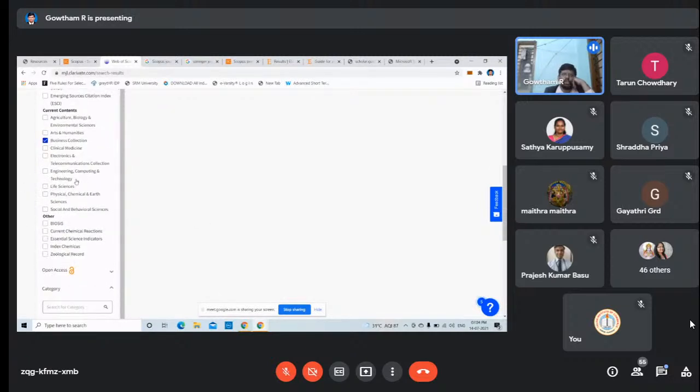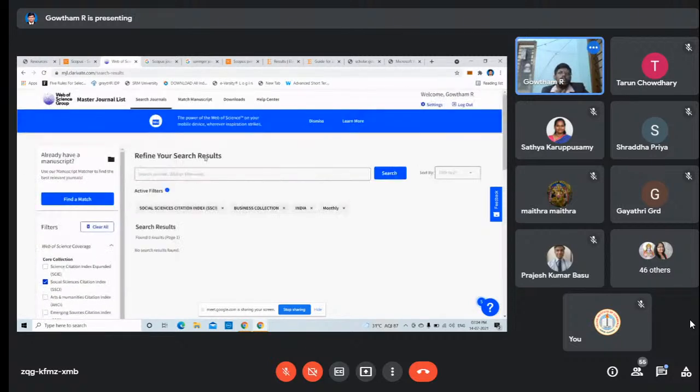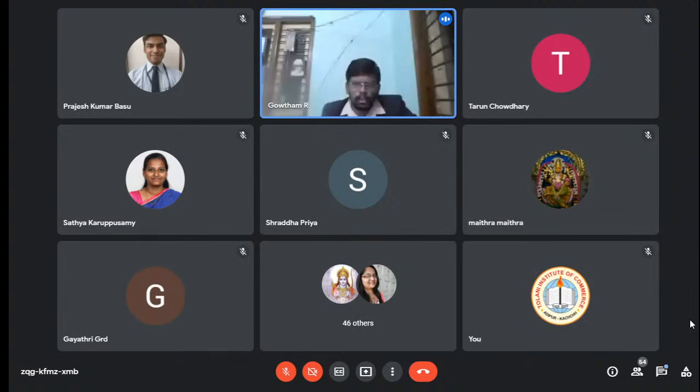Alright, so you can always use this refine option to scroll across the Web of Science database, right? Hope this is clear. So this is how we can look out for journals in the Web of Science, right? Searching for journals.